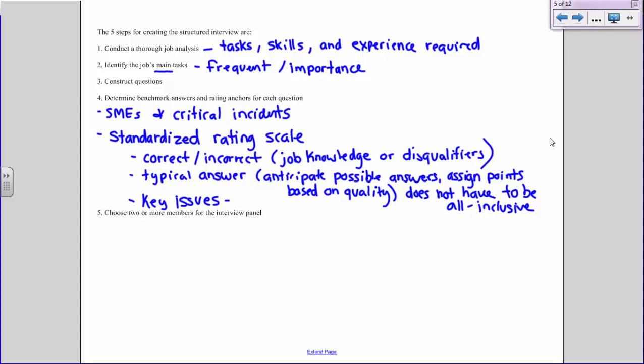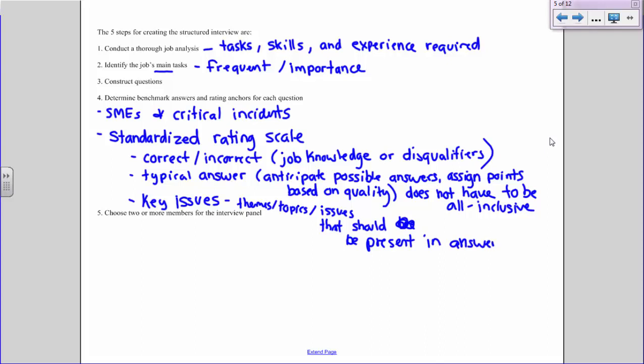So basically the themes or the topics or the issues that should be present in answers.